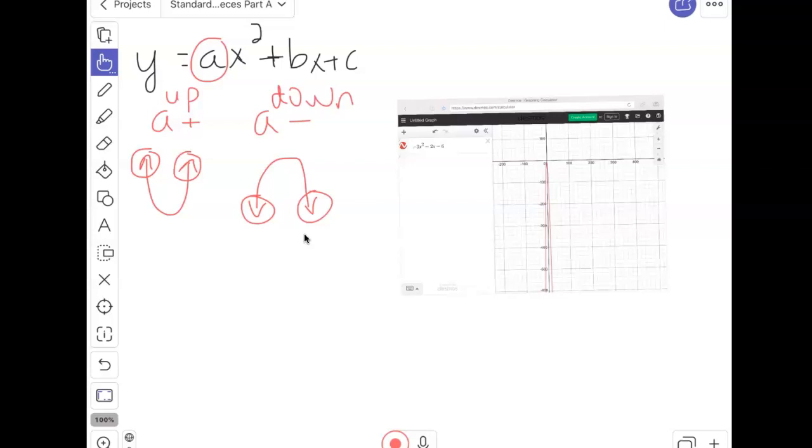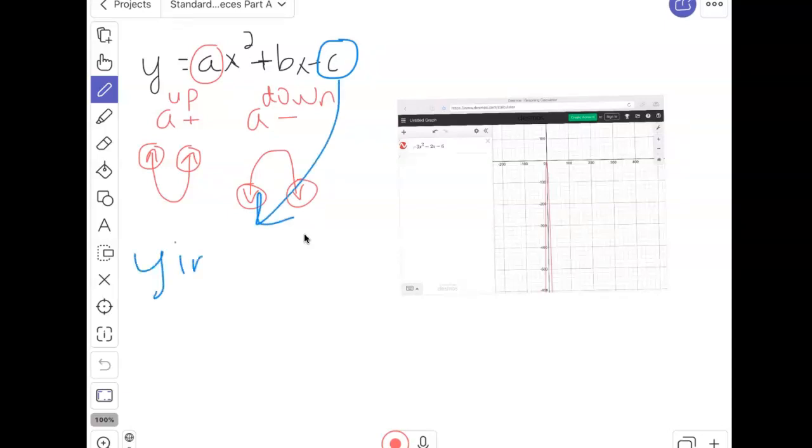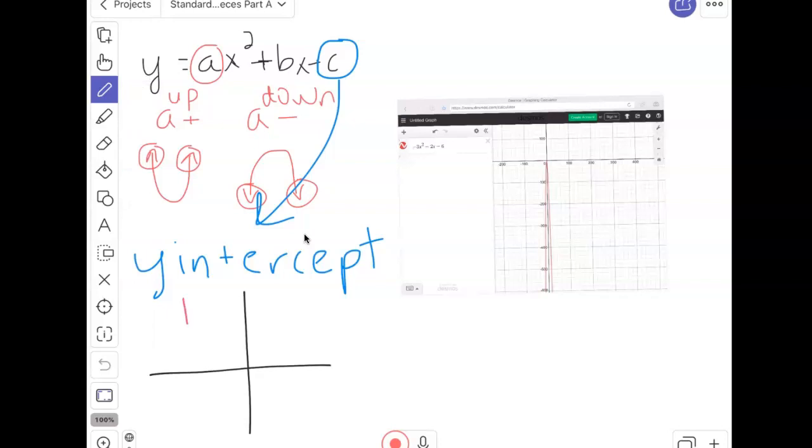Now there's one more part that we want to talk about, which is the c value. The c value is the value at the end, and what it actually does is it tells you the y-intercept, or where it's going to start. If you're going to graph a quadratic and you want to see where it's going to cross on the y-axis, the y going up and down, this point right here will be your y-intercept, and the coordinates for it will be 0, comma, whatever your c number is.